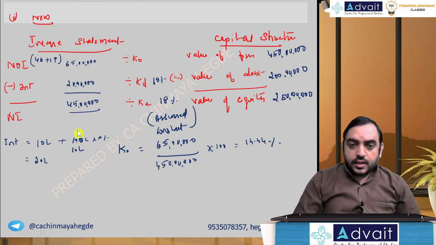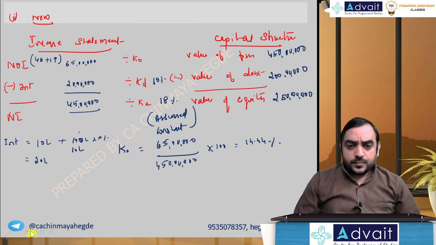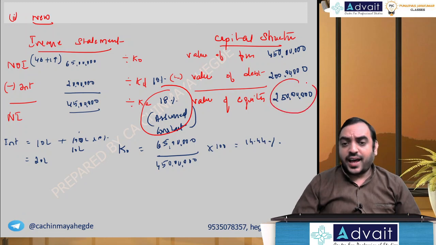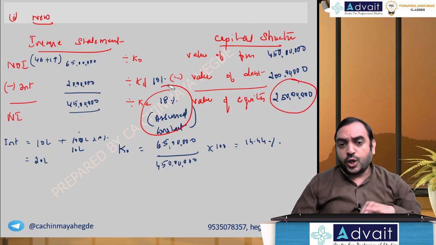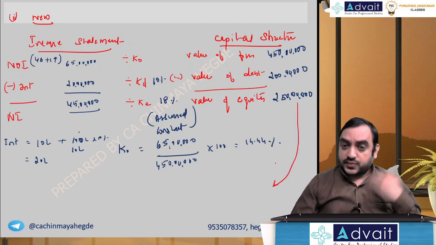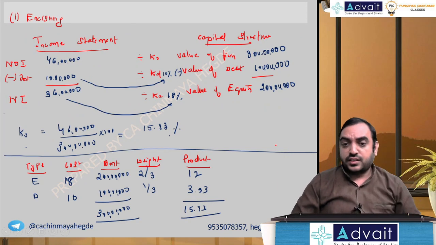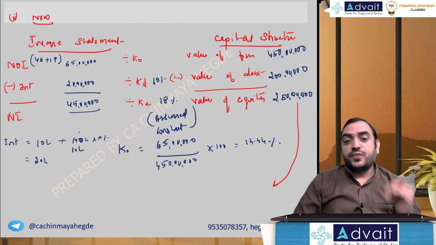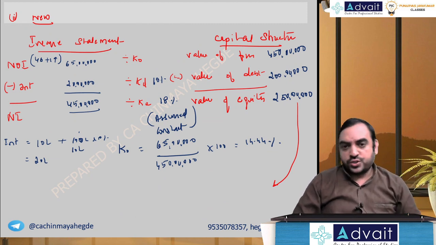Okay. Here we have assumed one thing, that cost of equity is assumed constant, the value of equity is changing. You can also assume it the other way around. You can assume value of equity is the same as the previous one, which is 200 lakhs. Then cost of equity will change. You can also do that.